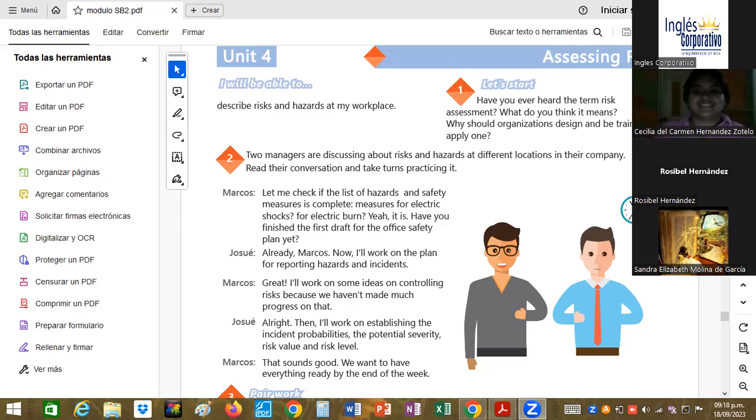Hello. I hear. Okay, let me check if the list of hazard and safety measures is complete. Measure for electric shocks, for electric burn. Have you finished the first draft for the office safety plan yet? Already, Marcos. No, I'll work on the plan for reporting hazards and incidents.